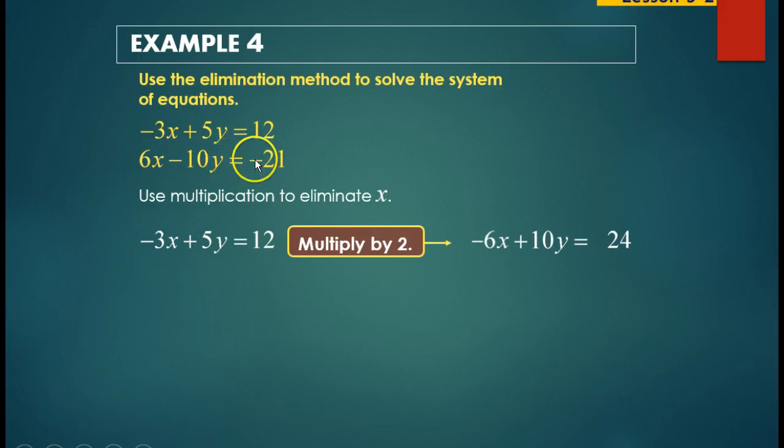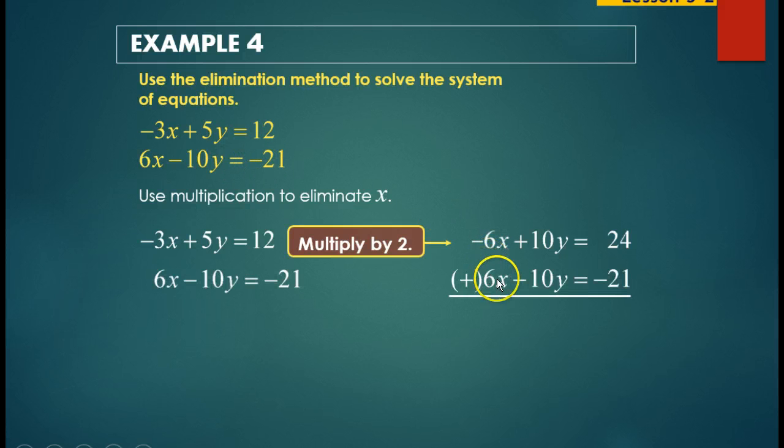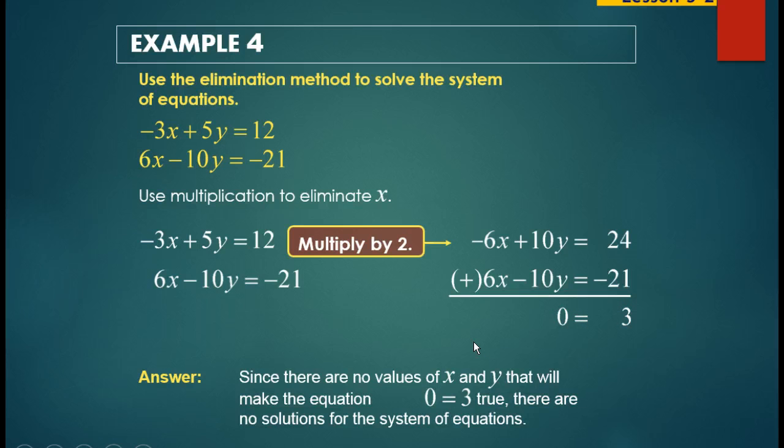So let's copy equation 2: 6x minus 10y equals -21. Putting our plus sign there reminds us that we add these two. Adding these two eliminates them, and we end up with a 0. 0 equals 3 is not possible. So this tells you that this one is no solution.